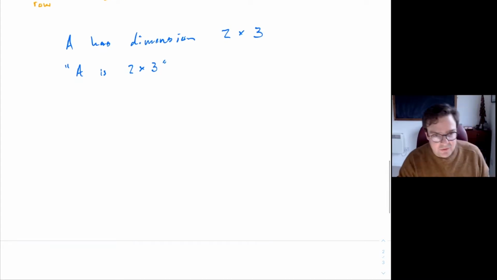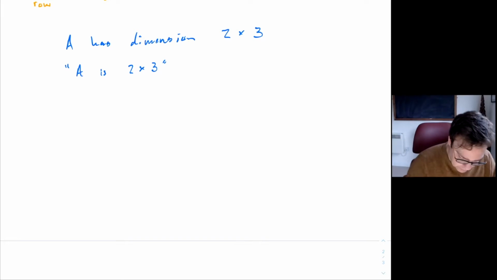And now what we want to do is introduce various concepts associated with matrices. How do you add them together? How do you multiply them? What does it mean to have an inverse? Things like that. Right, so we're going to go first with matrix addition.